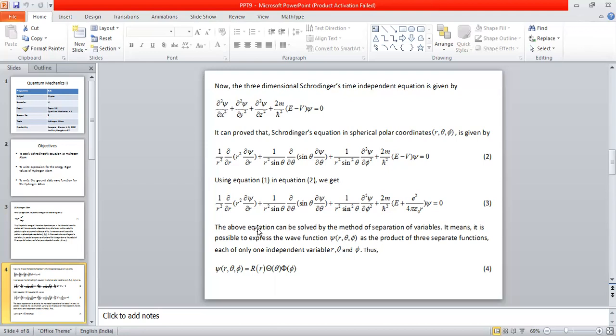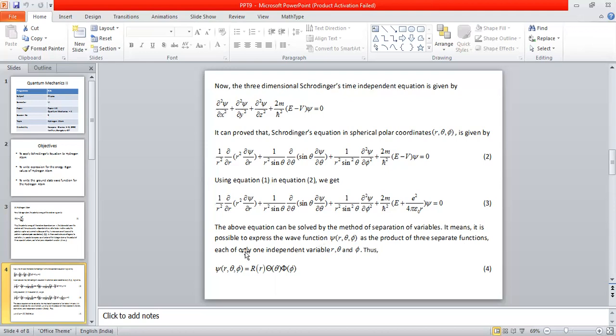As I mentioned in the previous slide, r, theta, phi are mutually perpendicular coordinates. Therefore, this entire wave function psi, which appears in equation 3, the wave function psi of r, theta, phi, can be written as a product of 3 separate functions. So the wave function psi, which is a function of the r coordinate, theta coordinate, and phi coordinate, can be written as the product of three separate functions.